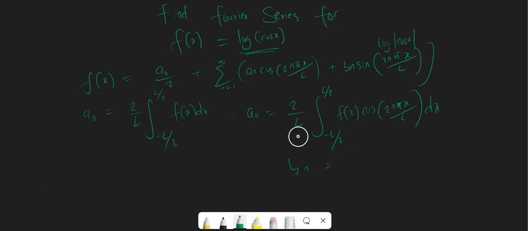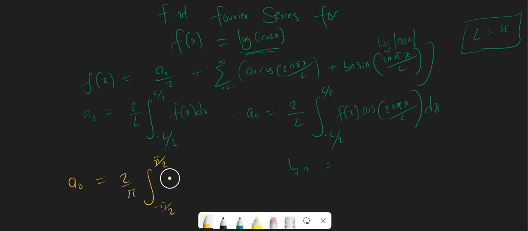But notice that we can't use a period of 2 pi, because that would be too much repetition for this logarithm function, and we don't accept negative values. So best we use the period of pi, because cosine is still periodic with period pi. If we use a period of pi, then a sub 0 will become 2 over pi times the integral from negative pi over 2 up until pi over 2 of f of x, which is logarithm of cosine of x, dx.